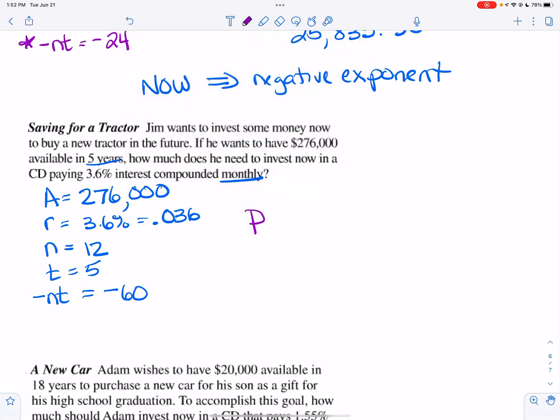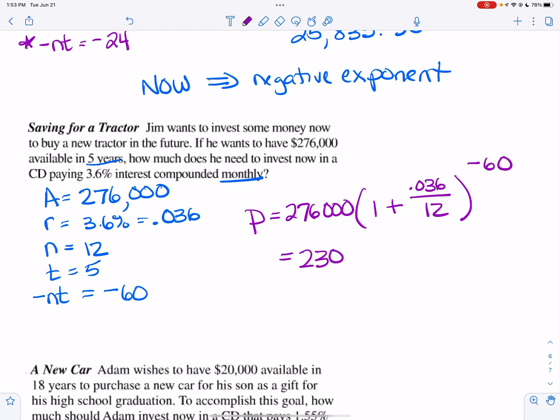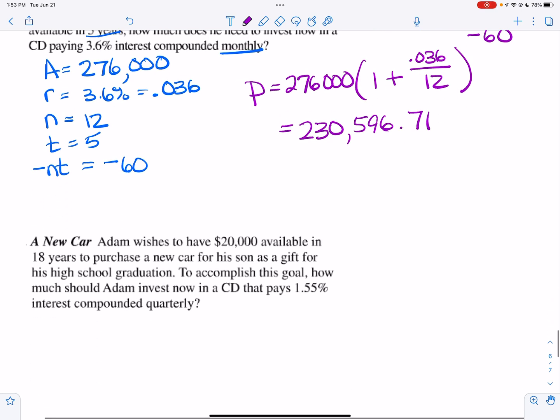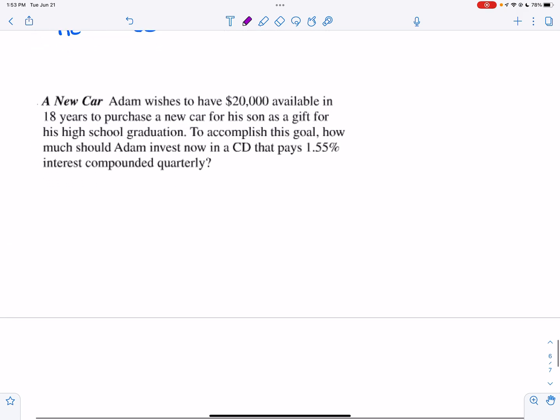So the present value is 276,000 times (1 plus 0.036 divided by 12) raised to the negative 60 power. And that tells us that he has to have, or the present value that he needs is $230,596.71.